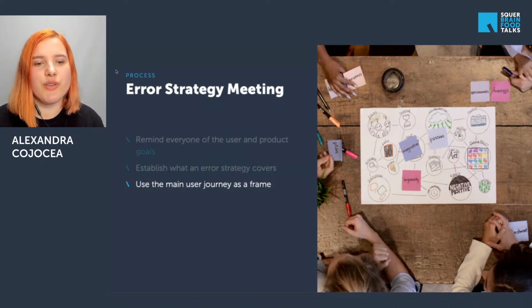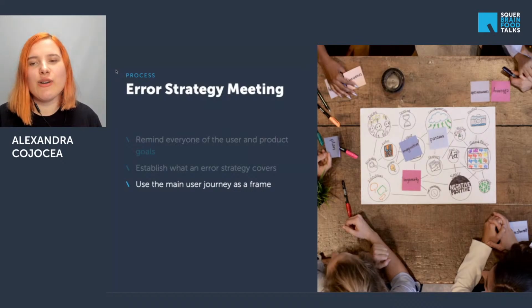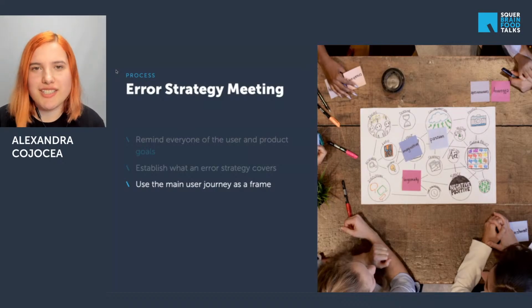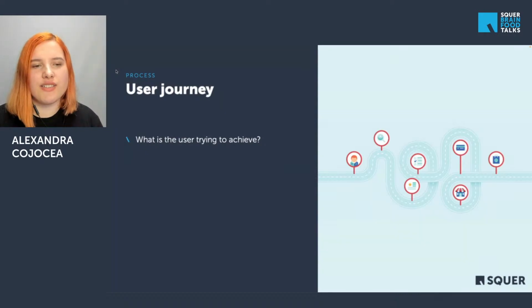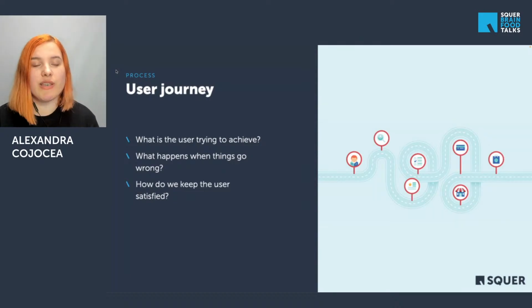And once we know why we're there and what's an error strategy, then I would suggest to you to use the main user journey as a frame for the rest of the meeting, or user journeys if there's multiple ones. And not only ask yourself what the user is trying to achieve, but mostly focus on what happens when things go wrong. How do we keep the user satisfied, although things are not going as smoothly as we intended them to be?